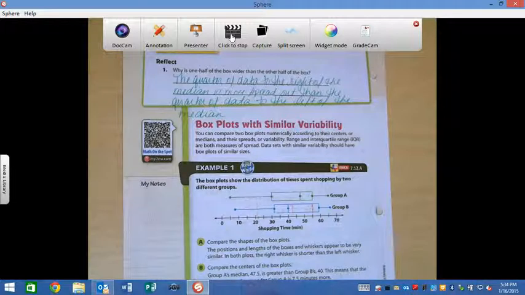For the reflection question on number 1, why is one half of the box wider than the other half of the box? Well, the quarter of data to the right of the median is more spread out than the quarter of data to the left of the median. So all you needed to do is look at it and see which way it works.